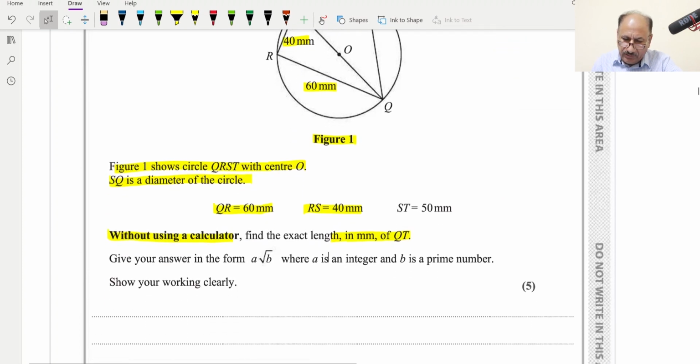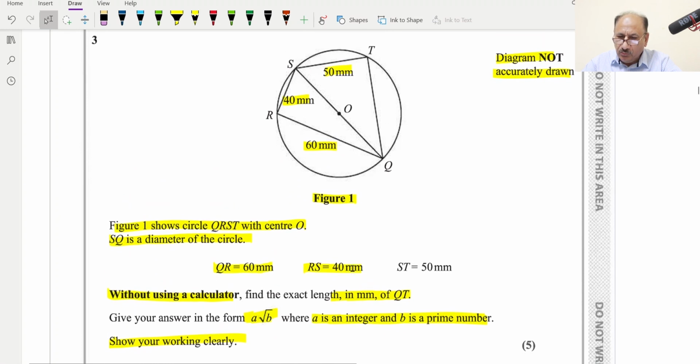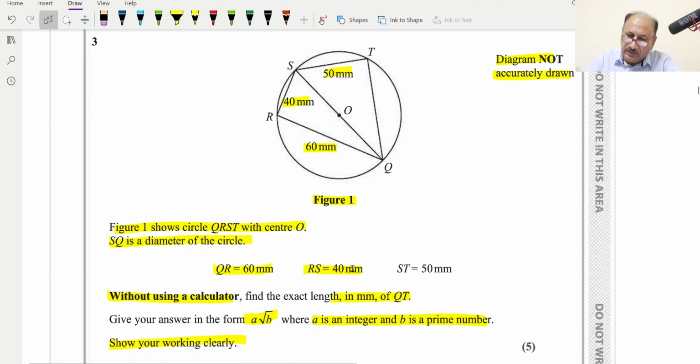Give your answer in the format they are looking for, where A is an integer and B is a prime number. Show your working clearly. 5-mark question. So first of all, we need QT. QT is this side, T is this one, Q is this one.